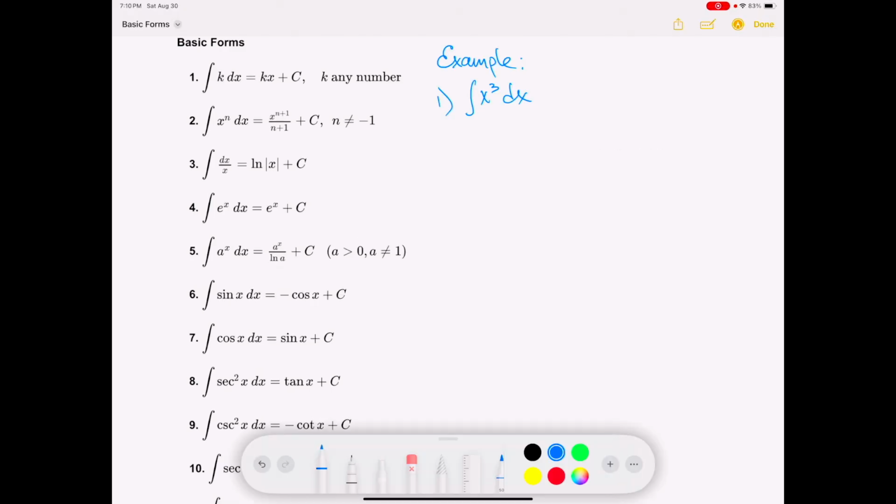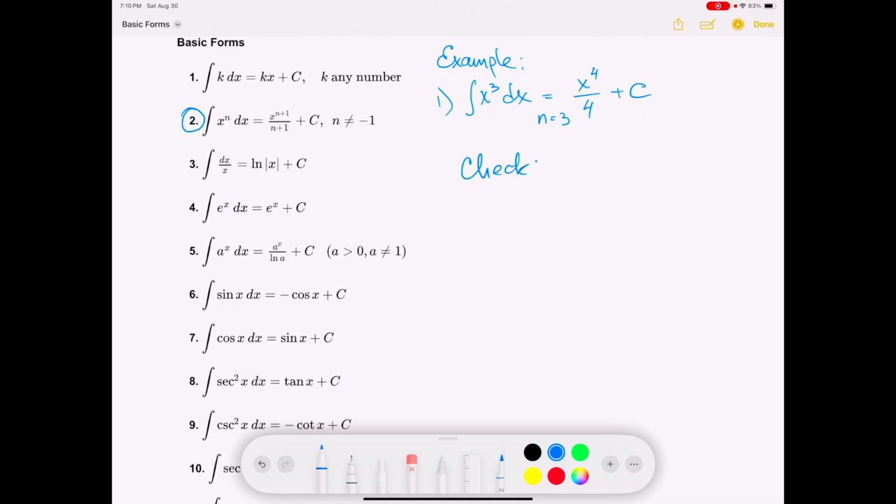and so on. Let's solve an example. Integral of x cubed dx. This is a power function. x to the power of n, where n is equal to 3. Integral of x to the power of n is equal to x to the power n plus 1, but n is 3. 3 plus 1 is 4, divided by n plus 1, that's 4, plus constant c.